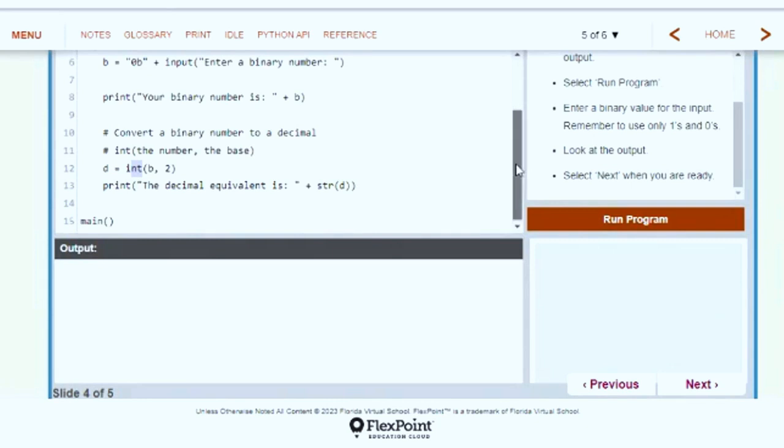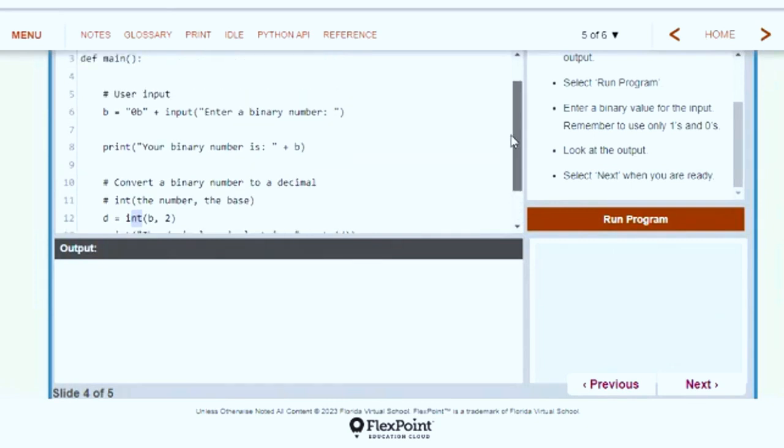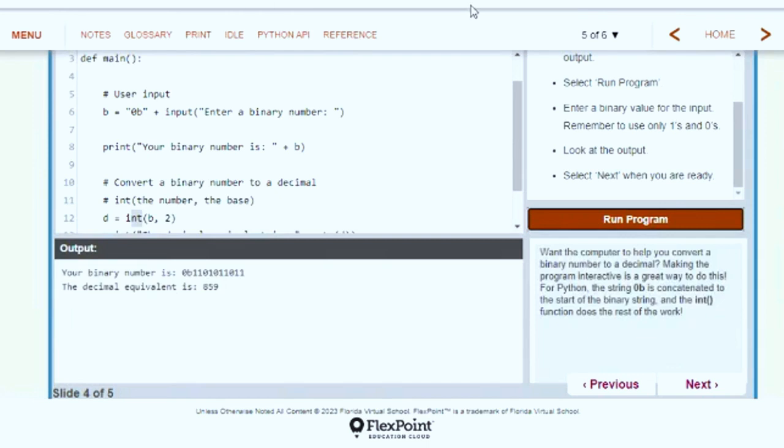So if we have a binary number and we don't know what the decimal equivalent is, this program is written to help with that. So run program. I've got a binary number. I don't know what it is. I know it's a 1101011011. What is that as a decimal number? I have no idea. All I know is the binary number that I have. So I can run this program, and it'll say, "Oh, that's 859."